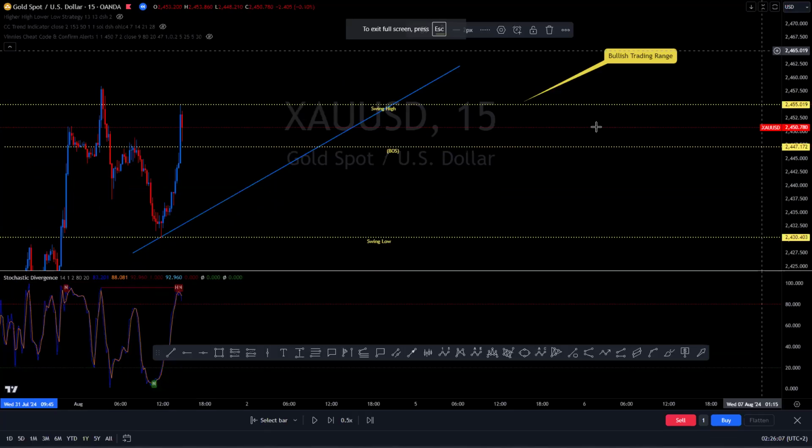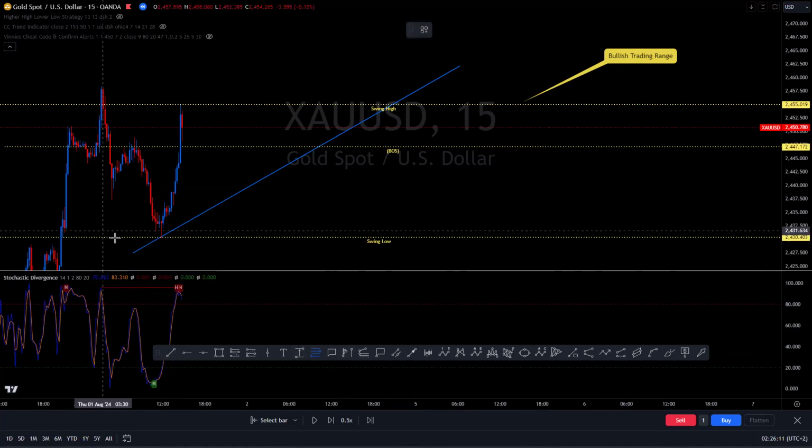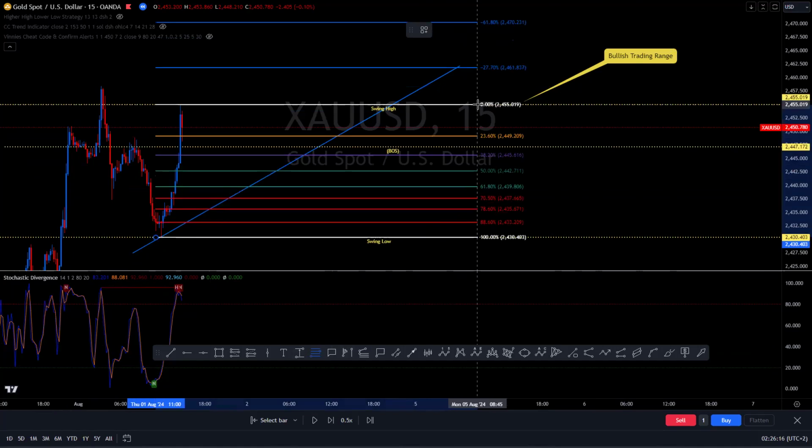So now what we're going to do is take the Fibonacci. Since we're in the bullish trading range, we're going to swing that Fibonacci from the most recent swing low to the most recent swing high. Okay.